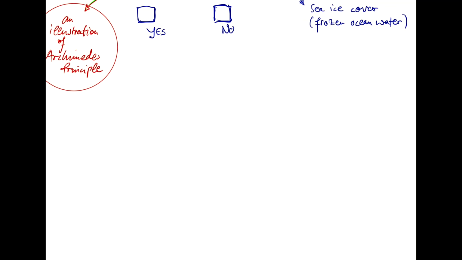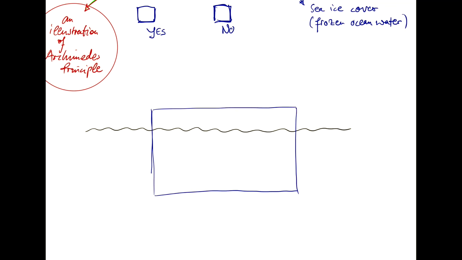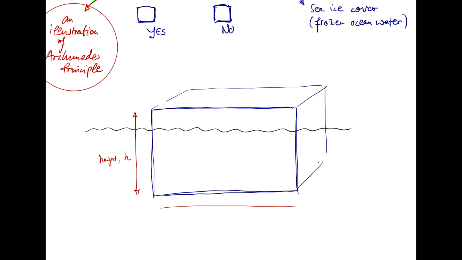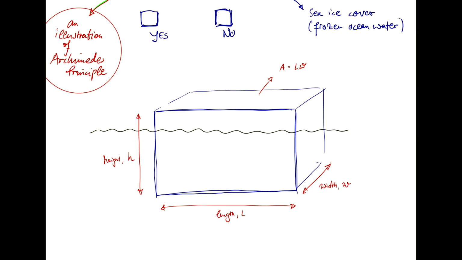So let's consider a block of ice sitting in water. And we're considering a cuboid of dimensions h, height, length L, and width W. And so the area is L times W. Now the part of the cuboid that is submerged has a draft d, that is the distance from sea level to the bottom of the ice, and then the part above the sea level is called the freeboard.